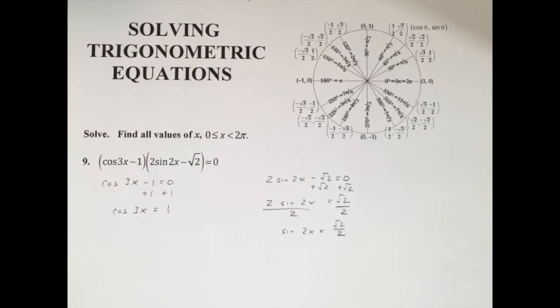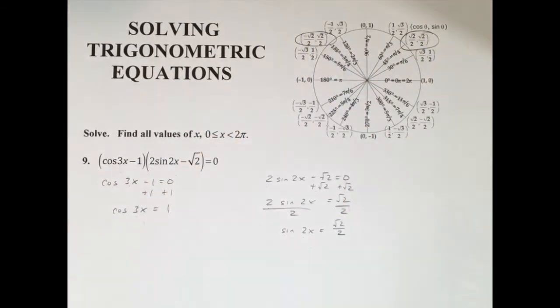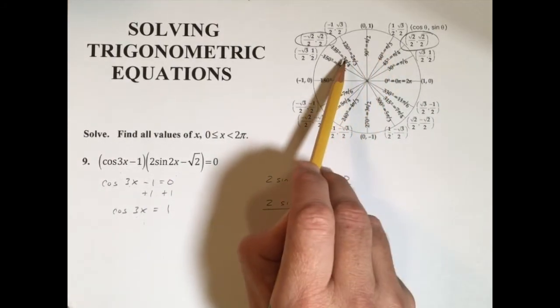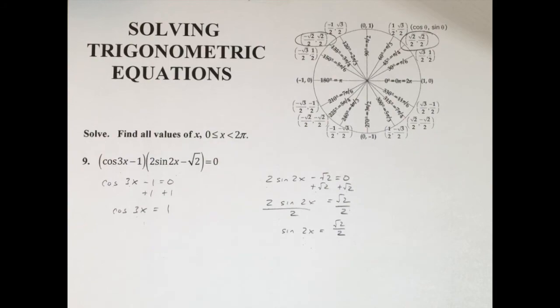Let's first see where sine is positive radical 2 over 2. Right here, sine is positive radical 2 over 2, and right here, sine is positive radical 2 over 2. Notice that both of these spokes involve pi over 4s. When I spin around twice, I'm going to count by pi over 4s.